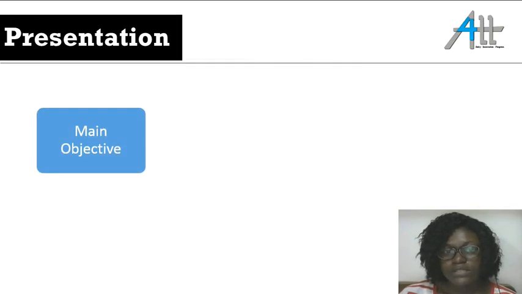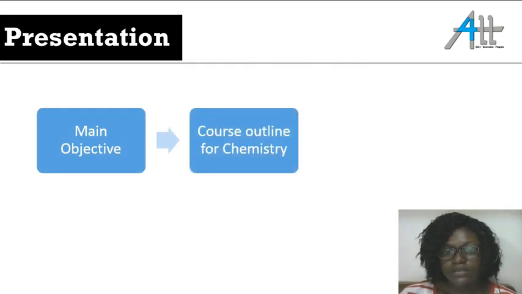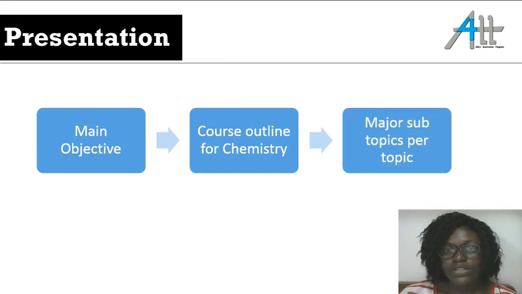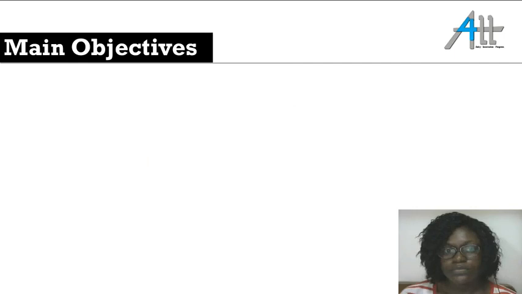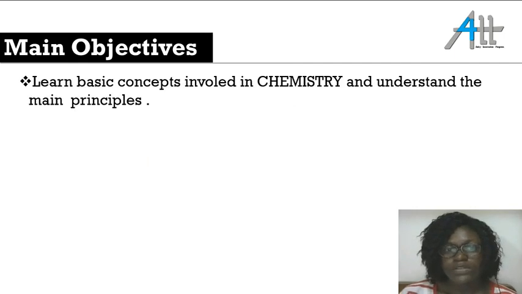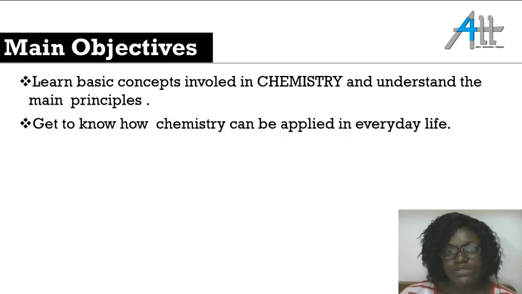Our main objectives: a course outline for chemistry, and major subtopics per topic in chemistry. Our main objectives for you are to learn basic concepts in chemistry and understand the main principles in chemistry. Get to know how chemistry can be applied in our everyday life and understand the basic concepts.